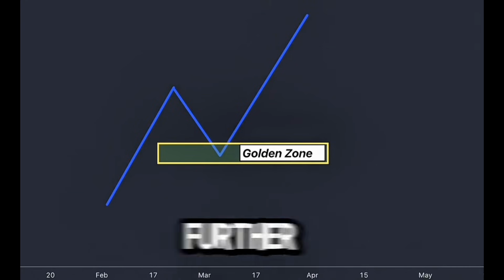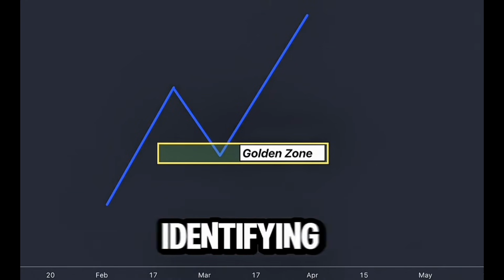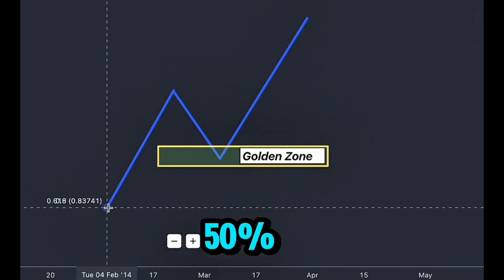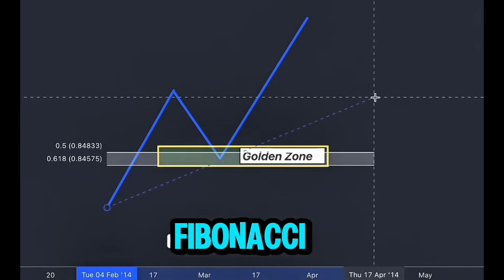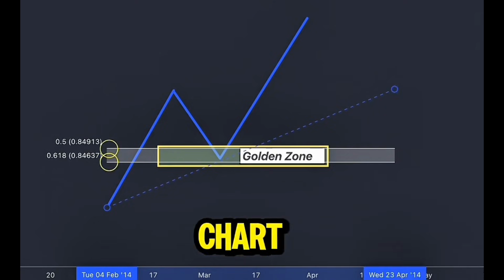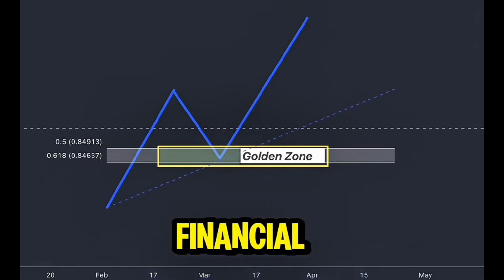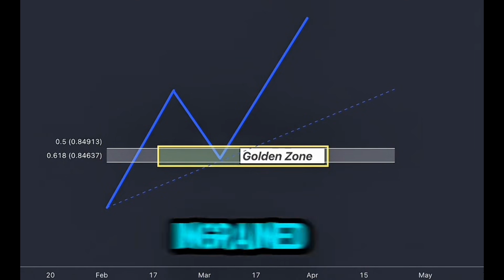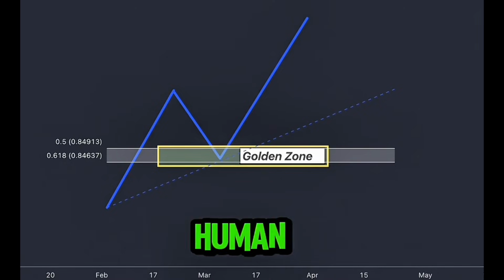Now, let's take it a step further with an advanced strategy. One of the most powerful techniques you can add to your trading arsenal is identifying what are known as golden zones. These zones are areas on the chart that align with the 50% and 61.8% Fibonacci retracement levels. Why are these zones so special? They're not just random levels on a chart. They represent areas where banks and large financial institutions are most likely to buy and sell. These zones hold the Fibonacci golden ratio, a mathematical principle that is deeply ingrained in nature and, interestingly, in human psychology as well.